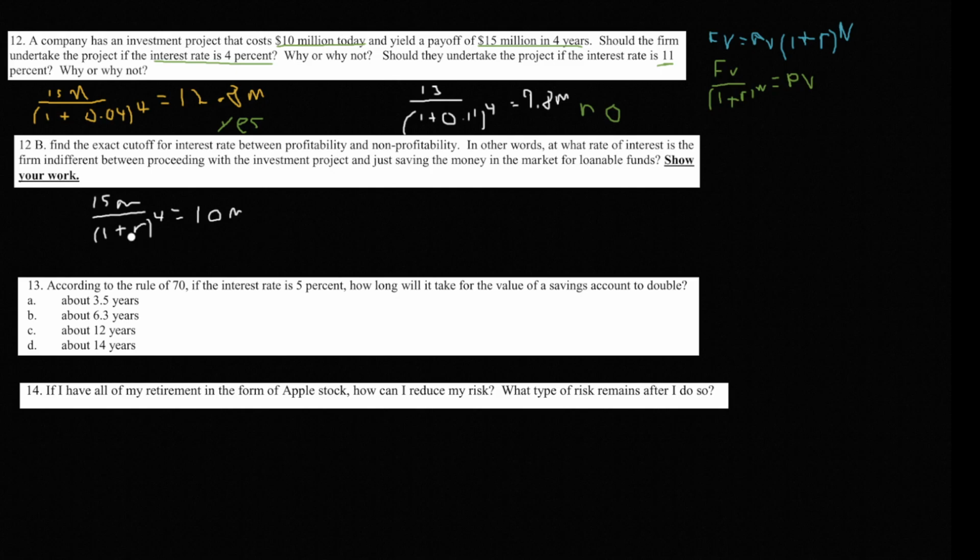So we're going to solve for the r. We're going to multiply this rate on the other side, doing some simple algebra. So 15 million is equal to 10 million times 1 plus r to the power of 4. And now we're going to divide both sides by 10 million here. So we have 15 over 10 million.